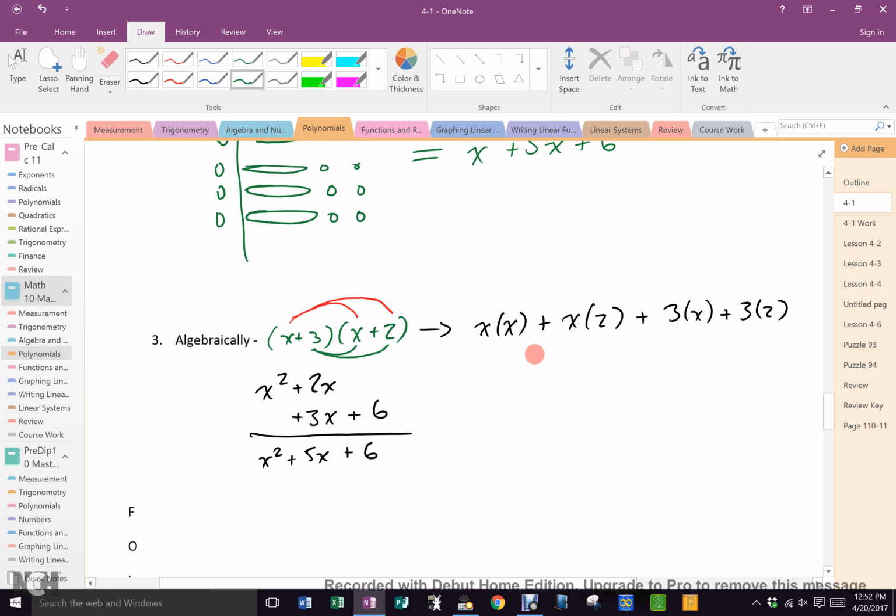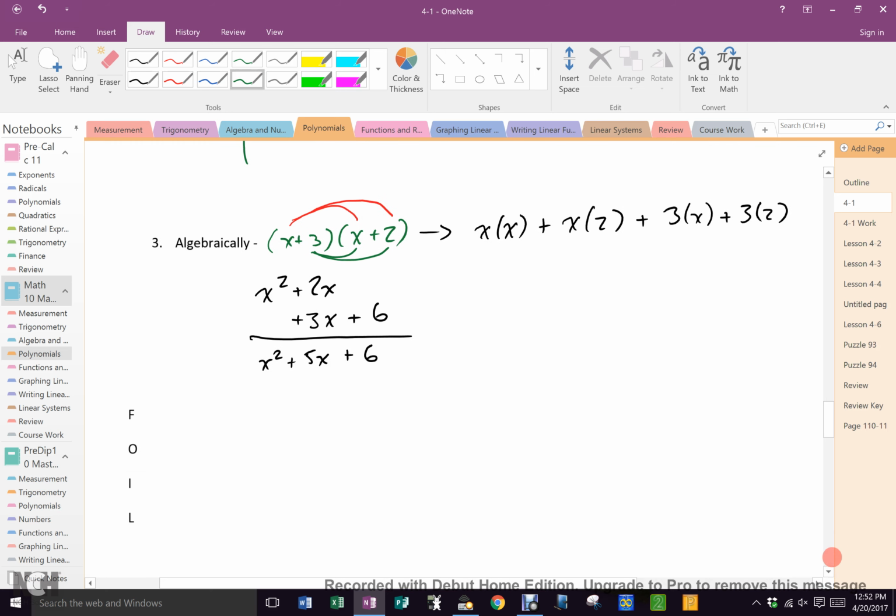That is cumbersome. That is ugly. So math guys invented this acronym, FOIL, which stands for first, outside, inside, last. And what that means is, I don't want to do x. Yeah, I do. X plus A, X plus B.